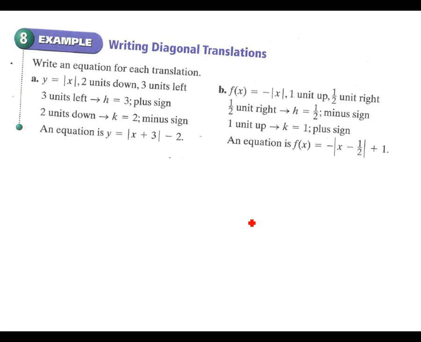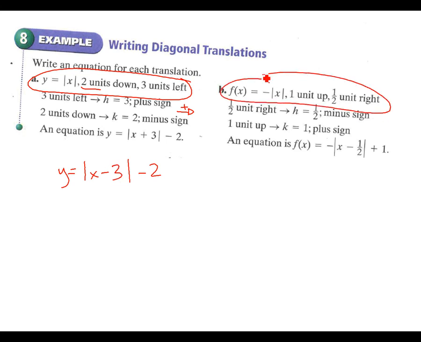And now we want to go the other direction. They tell us something. We want to put it into an equation. So here was the problem. Absolute value of x, 2 units down. So I'm going to say minus 2 on the outside. 3 units left. Left is going in the positive direction. So I'm going to switch it to negative 3. If my problem here is f of x equals negative absolute value of x, I'm going to go 1 up, so I'll say a plus 1 on the outside.